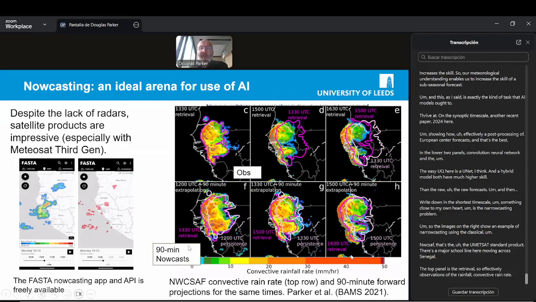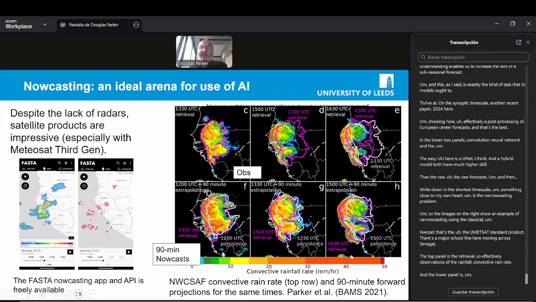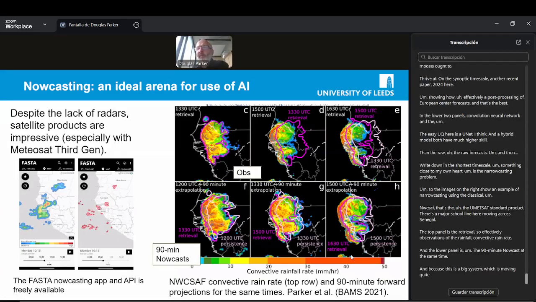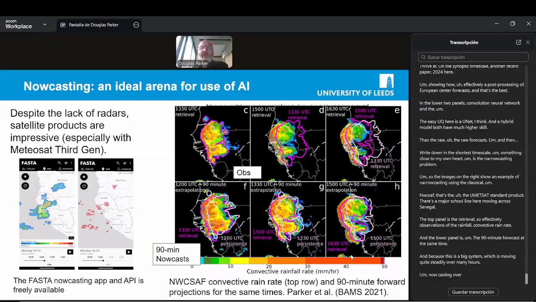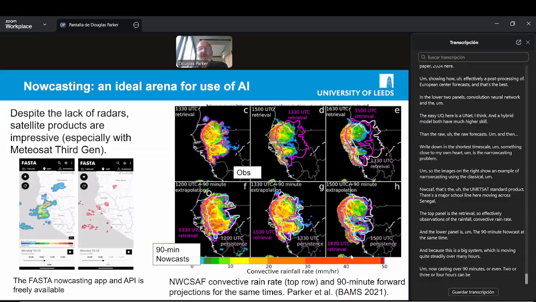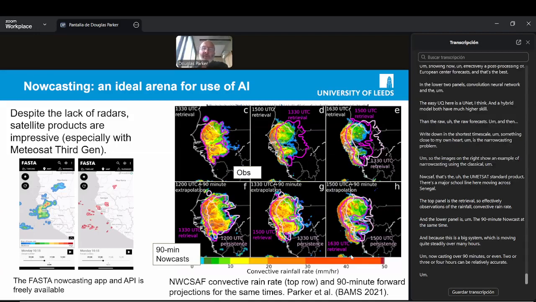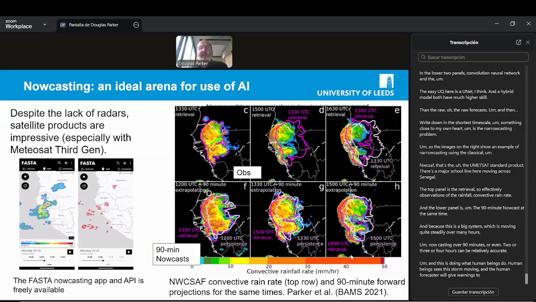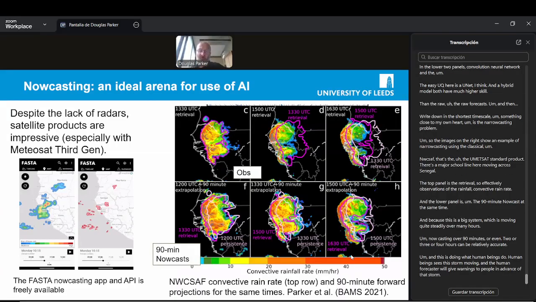And the lower panel is the 90-minute nowcast at the same time. Because this is a big system which is moving quite steadily over many hours, nowcasting over 90 minutes or even 2 or 3 or 4 hours can be relatively accurate. And this is doing what human beings do. A human being sees this storm moving, and the human forecaster will give warnings to people in advance of that storm. Nowcasting can automate that process.